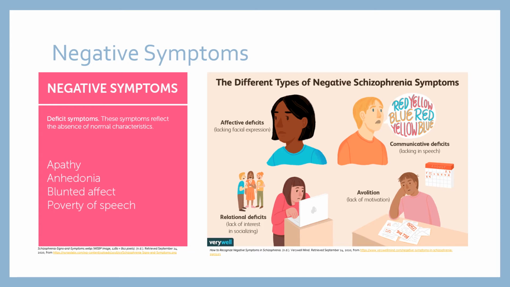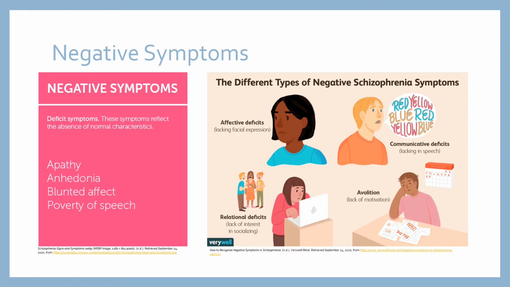And finally, we have negative symptoms, which are deficit symptoms. These involve minimal expression or interest in things around them. These deficits can range from affective flattening that I've mentioned before, which refers to the patient having minimal facial expression, anhedonia, which is a lack of interest in any activities, blunted affect, which is the diminished affect we talked about, and poverty of speech or alogia that was mentioned earlier.